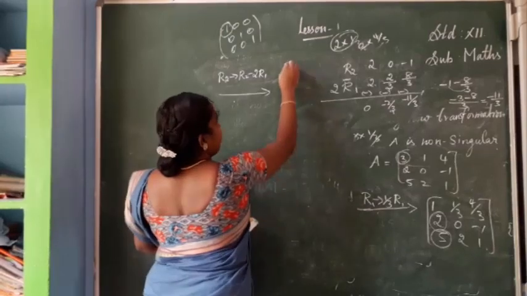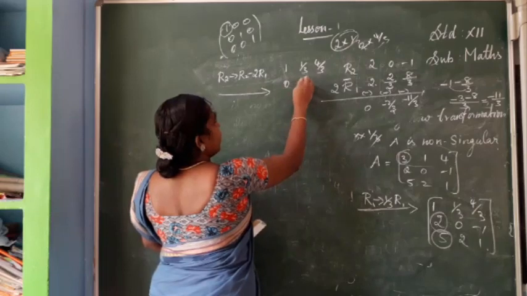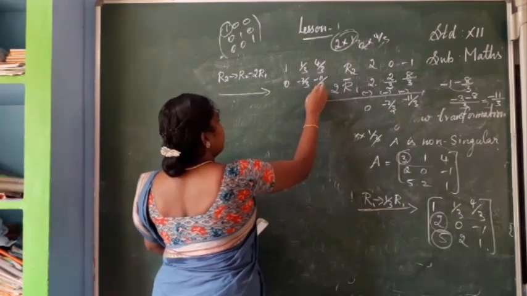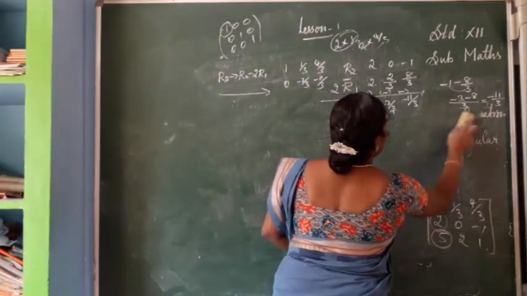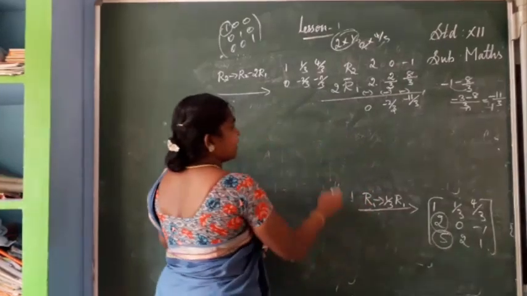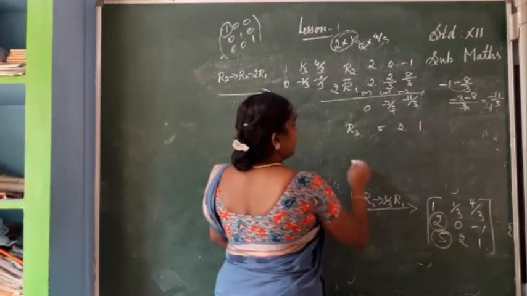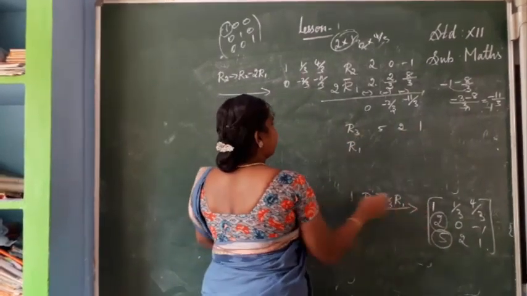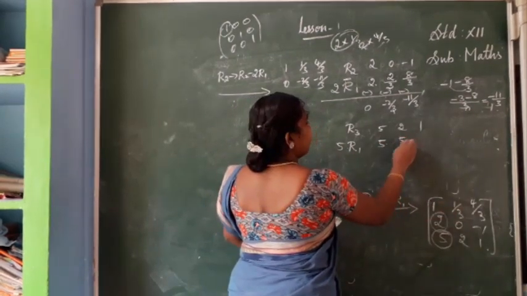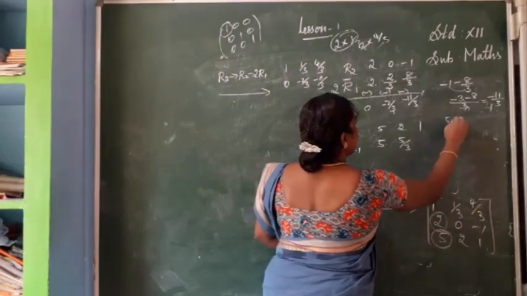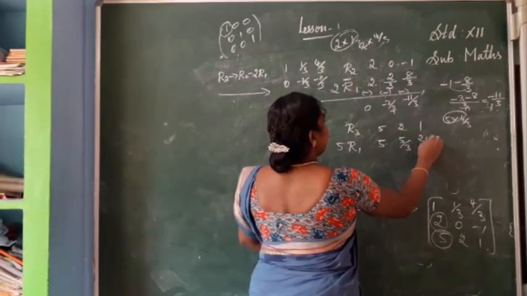R1 elements are 1, 1 by 3, 4 by 3. The next row elements are 0, minus 2 by 3, minus 11 by 3. Next we have to convert R3. The first element of R3 we have to convert into 0. Actually there 5 is there. So R3 is 5 2 1. If you multiply R1 by 5 you get the same element. 5 into 1 is 5, 5 into 1 by 3 is 5 by 3, and 5 into 4 by 3, only the numerator you multiply: 5 fours are 20, so 20 by 3.